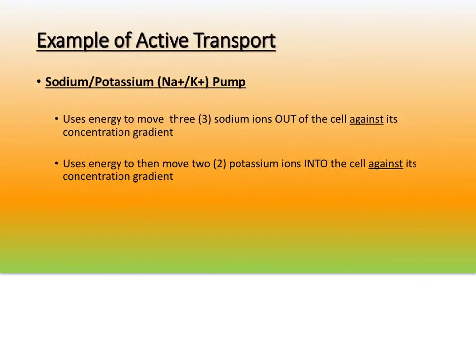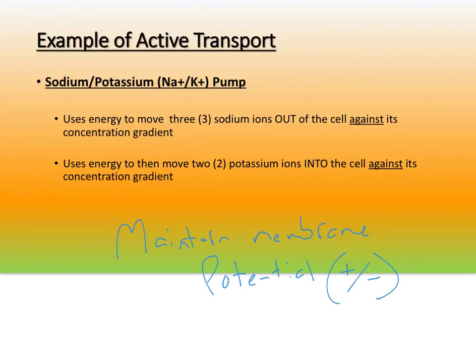Now I'd like you to know one example of active transport, and that is a particular pump called the sodium-potassium pump. The sodium-potassium pump is sort of a dual action pump, moving ions one way and the other way. And it does this to maintain membrane potential. Now what that means is a difference in charge across the membrane.